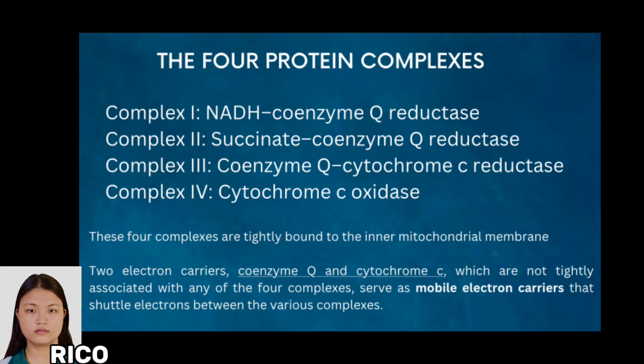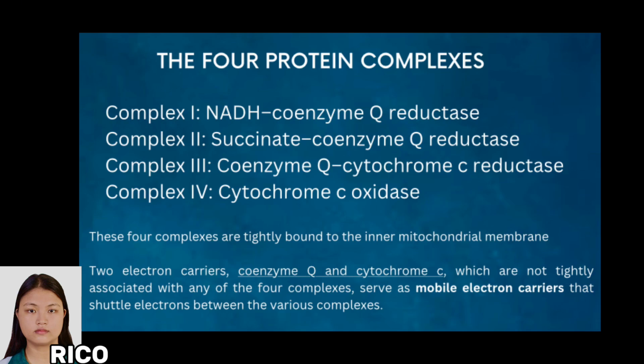Complex 1, NADH coenzyme Q reductase. Complex 2, succinate coenzyme Q reductase. Complex 3, coenzyme Q cytochrome C reductase, and complex 4, cytochrome C oxidase. These 4 complexes are tightly bound to the inner mitochondrial membrane. 2 electron carriers, coenzyme Q and cytochrome C, which are not tightly associated with any of the 4 complexes, serve as mobile electron carriers that shuttle electrons between the various complexes.